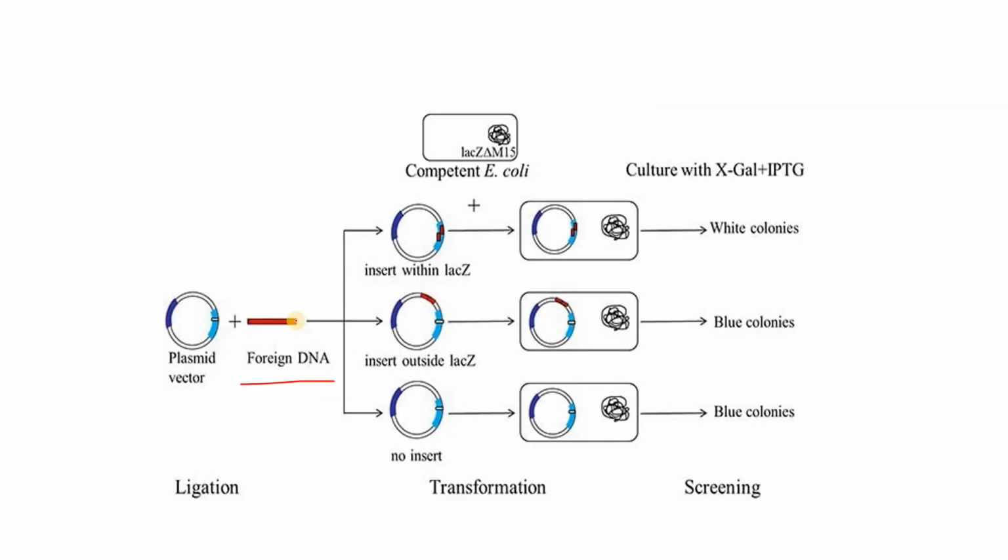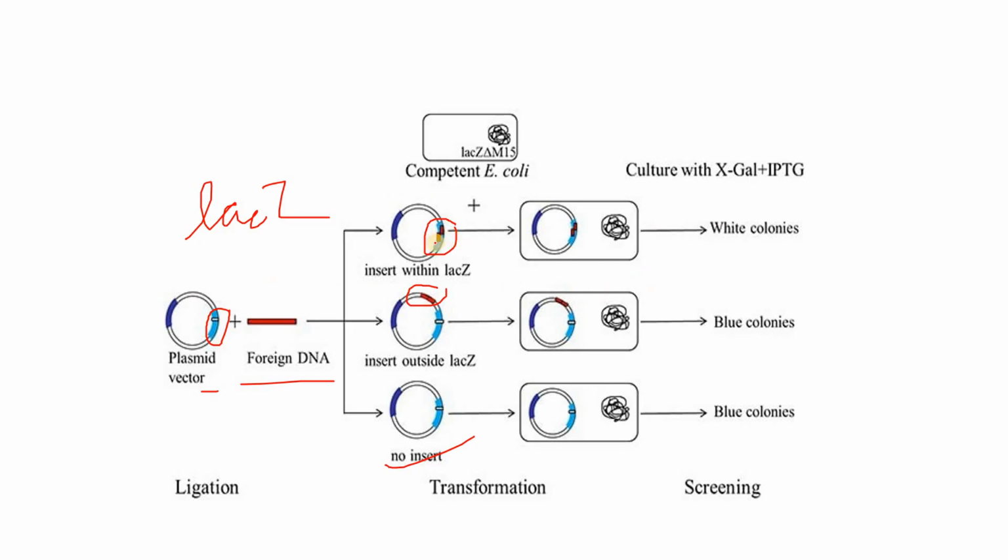The first possibility is that the gene of interest will be in our lacZ site, which means the site is getting disrupted. The next is that it will be outside of the lacZ site. The third case is that there is no insert at all. So we have done the gene cloning, but how are we going to identify whether the colony produced has our gene of interest or not?